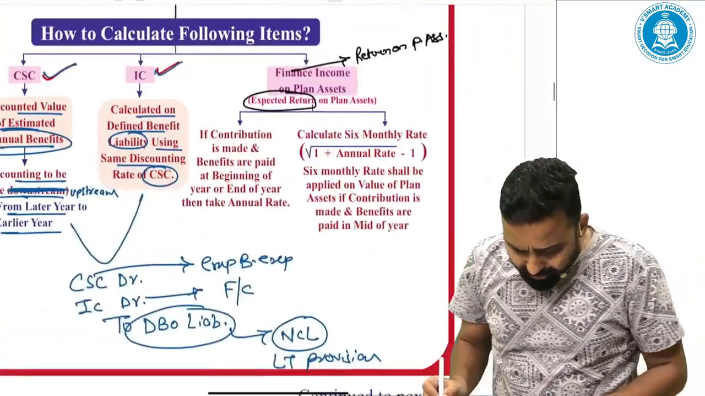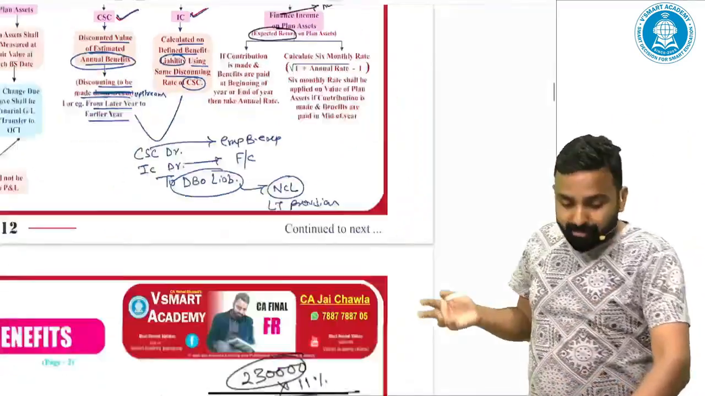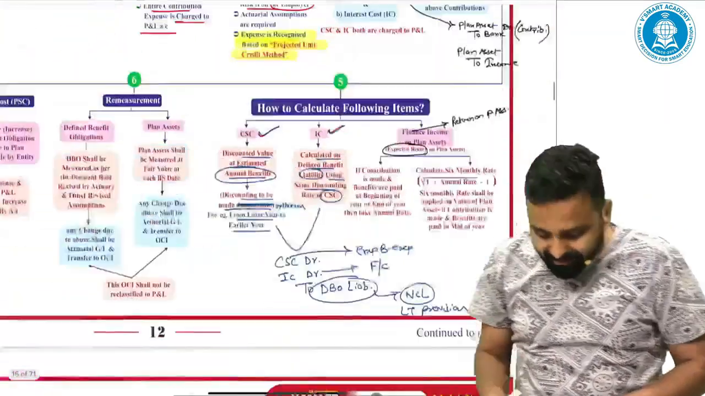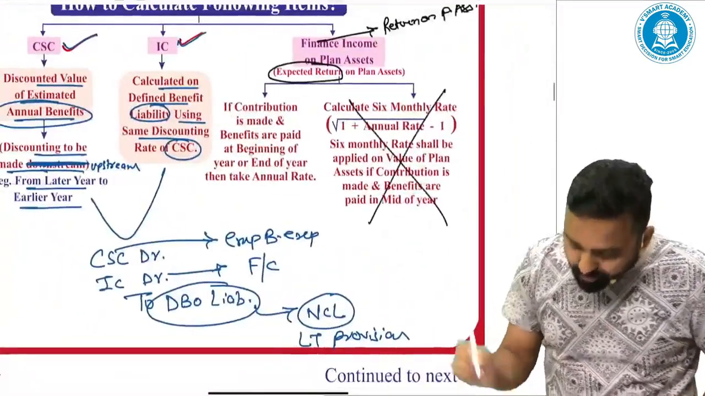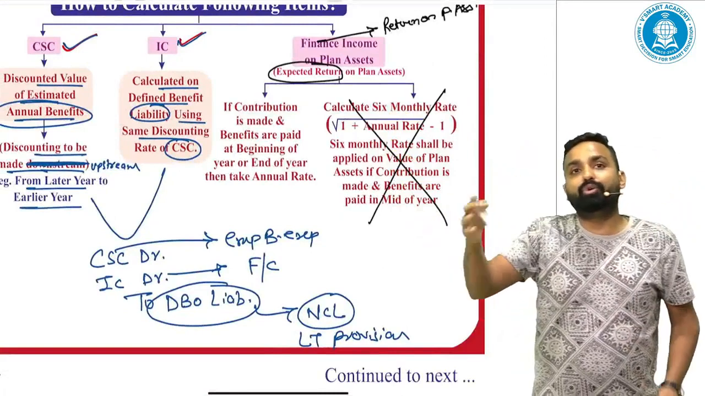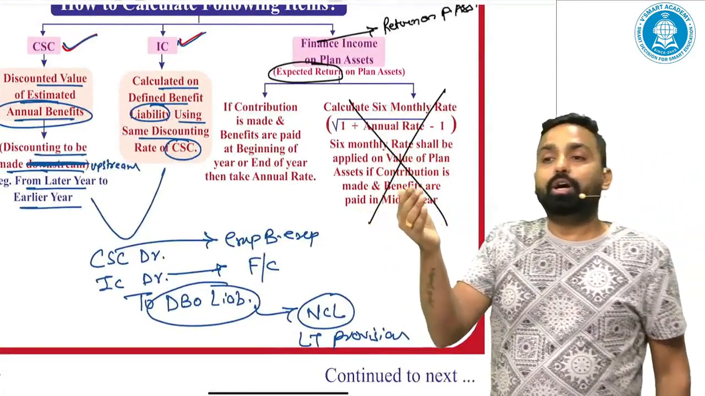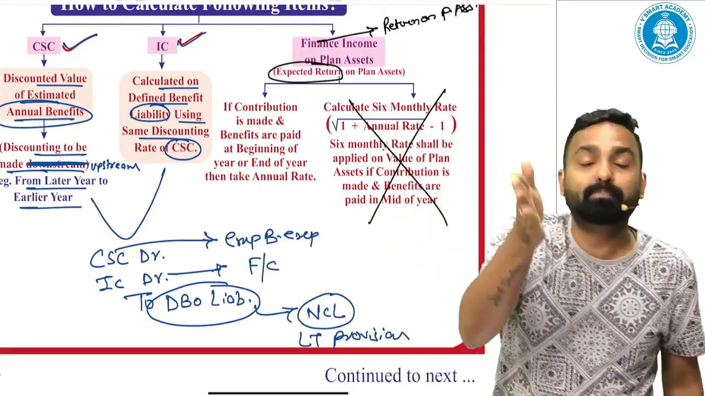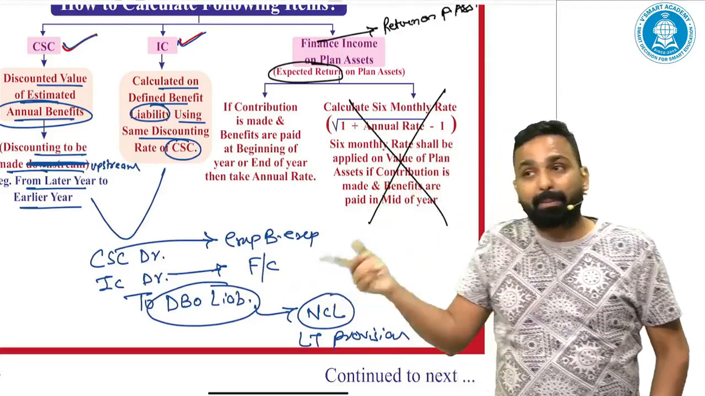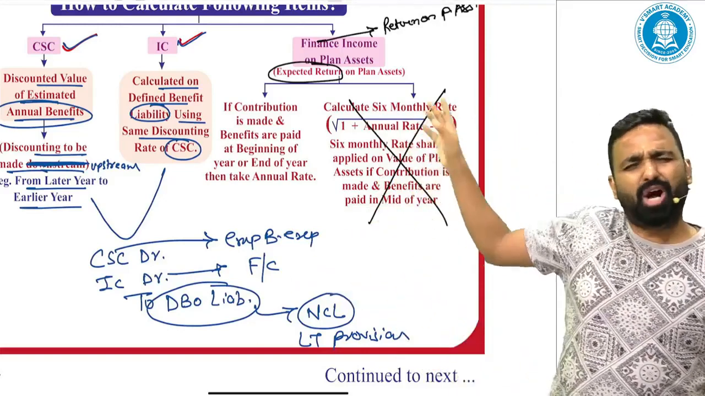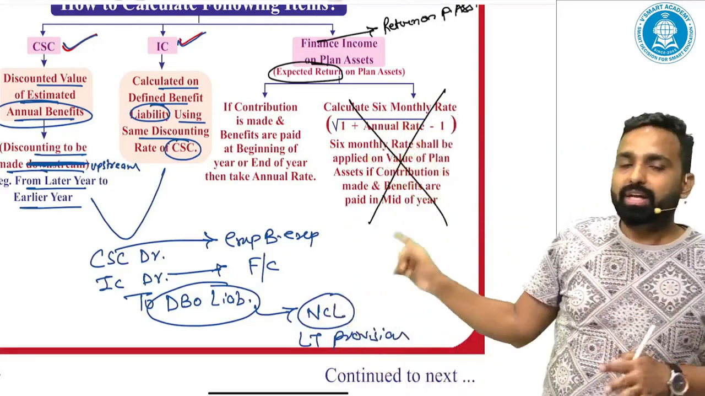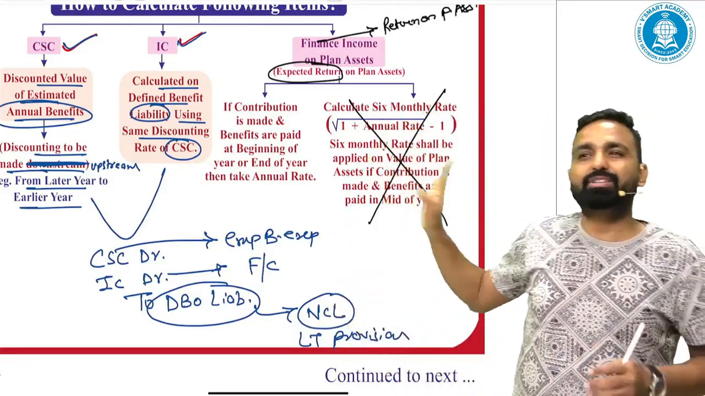There is one more thing, that it may be done in the mid of the year, but the institute is not generally asking this, so I am just cutting it down. This is the part where the institute may give you a case where the contribution is made in the mid of the year and the plan asset is sold in the mid of the year. If this happens, then you have to apply this thing. But this does not actually happen nowadays in the ICA questions. No question is there in the module, RTP or MTP, so I am not discussing this.